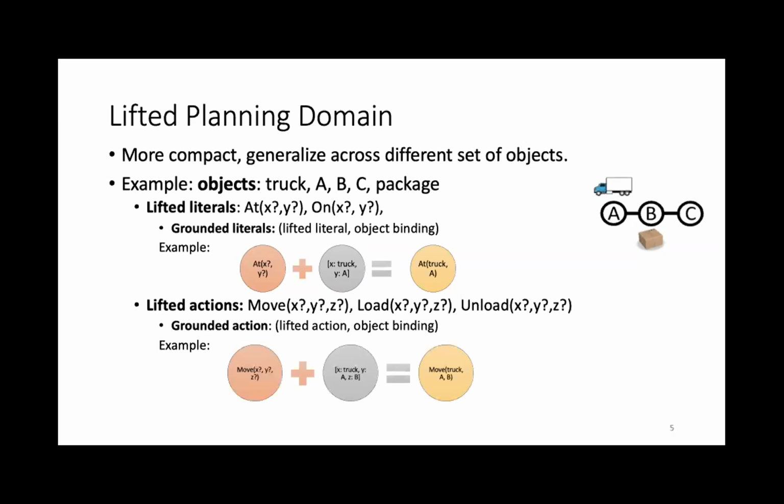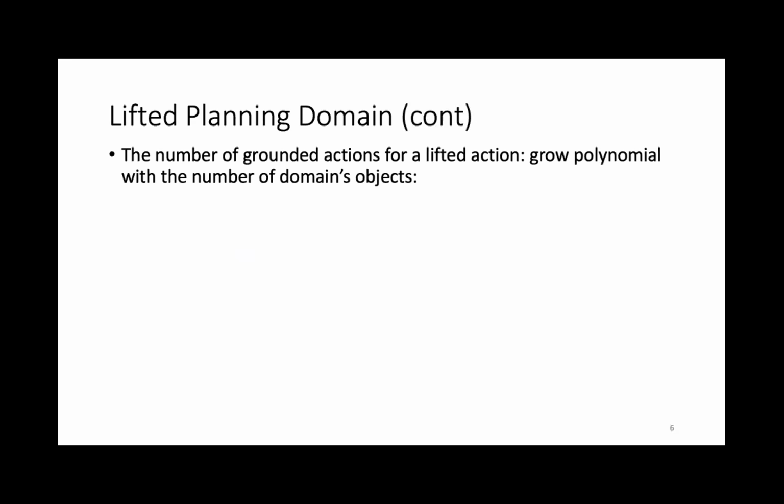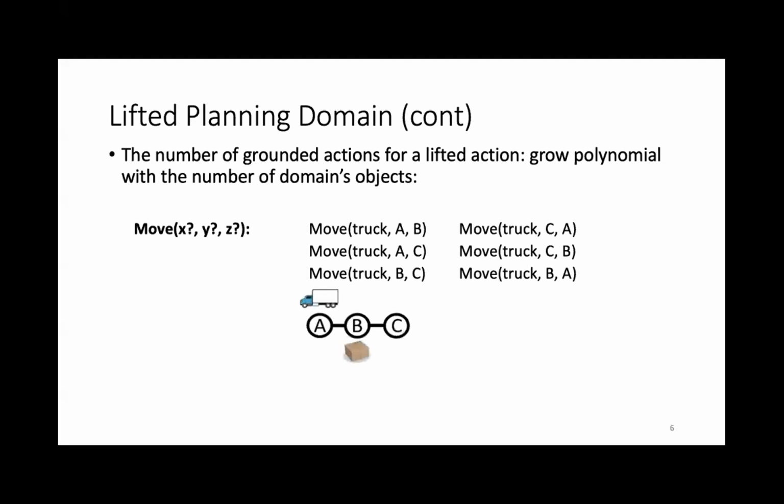Similarly, we have the lifted action and grounded action defined in a similar fashion. So from the definition, we can see that the number of grounded actions for a lifted action can grow polynomially with the number of the domain's objects. For example, with just a move action, it can have like six grounded actions. So the question now is how to learn a lifted representation of a model.